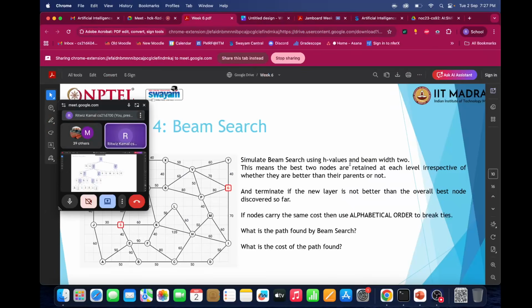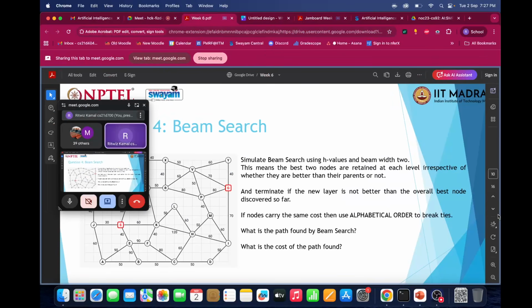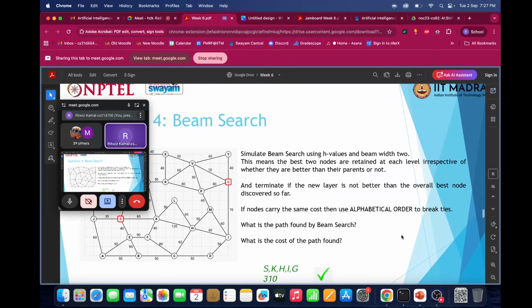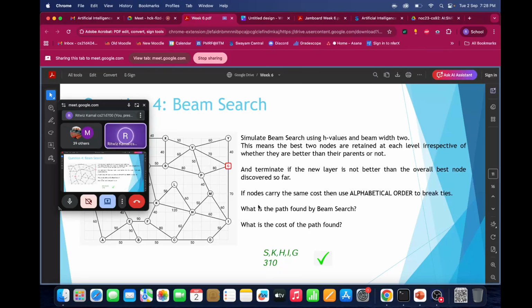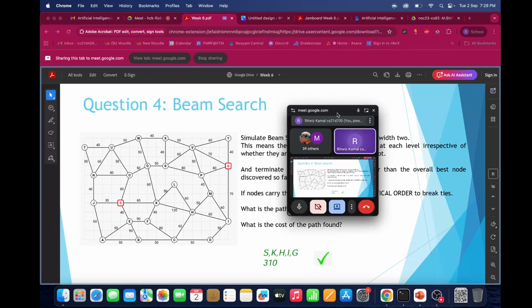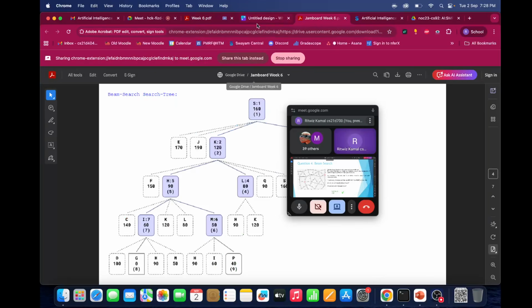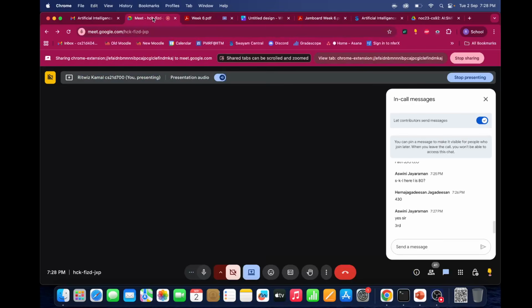Let's verify that. Oh, it happens to be 310. Did we miss something? So S to K, which is 60, then H is 120, so 180, then I, which is 240, and 240 plus 70, which is, yeah, it should be 310. Maybe something got missed. Yeah, I made a mistake. Okay, no worries.